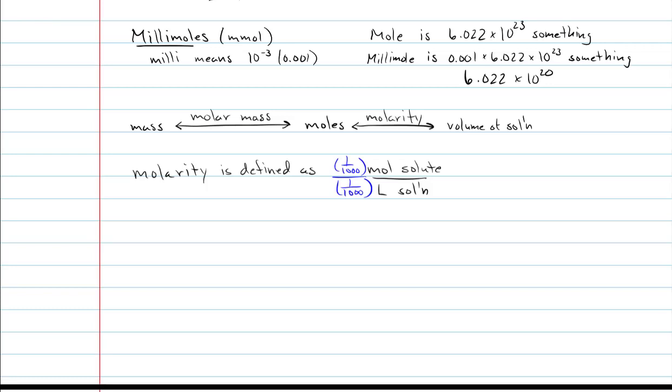So what this means then is, what is 1 over 1,000? Well, as I just mentioned a second ago, that is milli. So I can come up here with an alternative definition of molarity as, let's just do this with color for a second, millimoles of solute for every milliliter of solution.